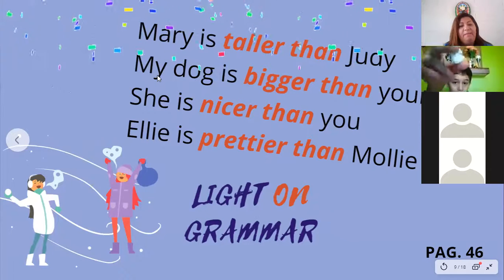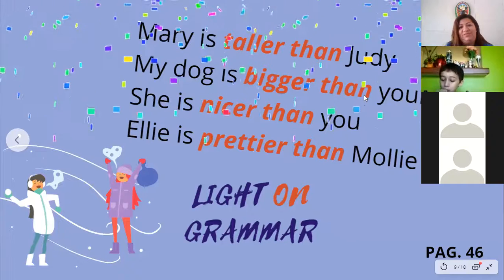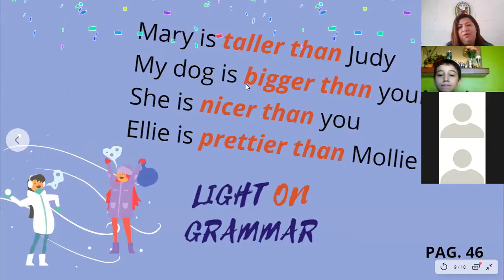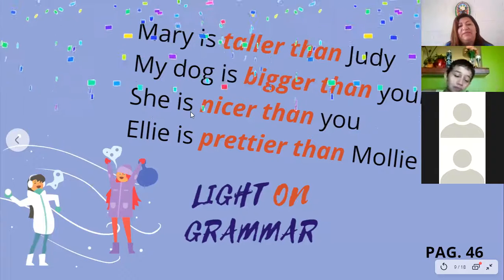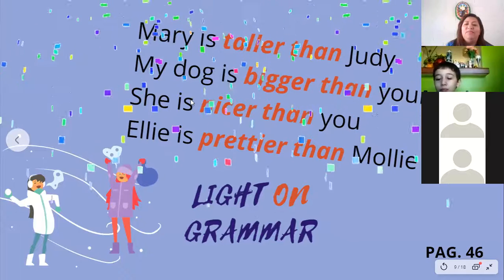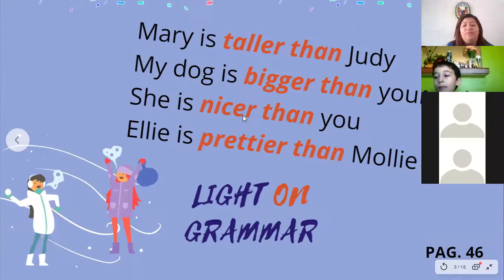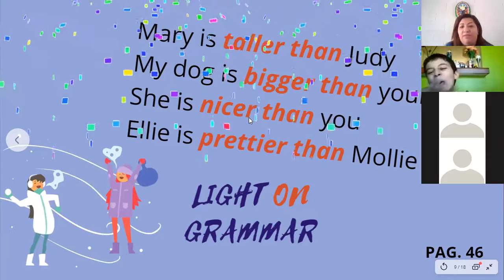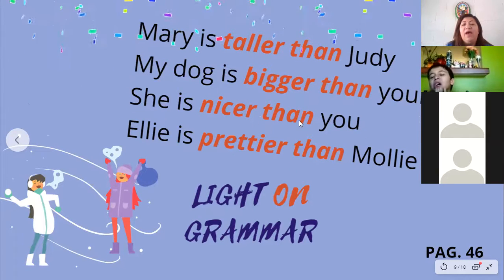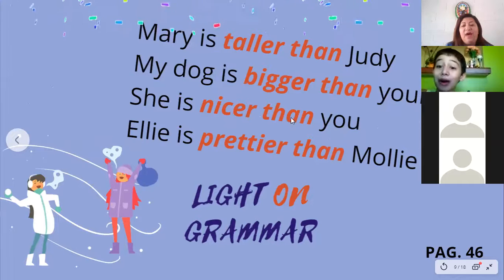Another example. My dog is bigger than yours. We are comparing our dog and your dog. Number 3, she is nicer than you. Okay, the adjective is nice. But nice ends with E. So all we have to add is R. Nicer. And then that is helping us to compare. So she is nicer than you.